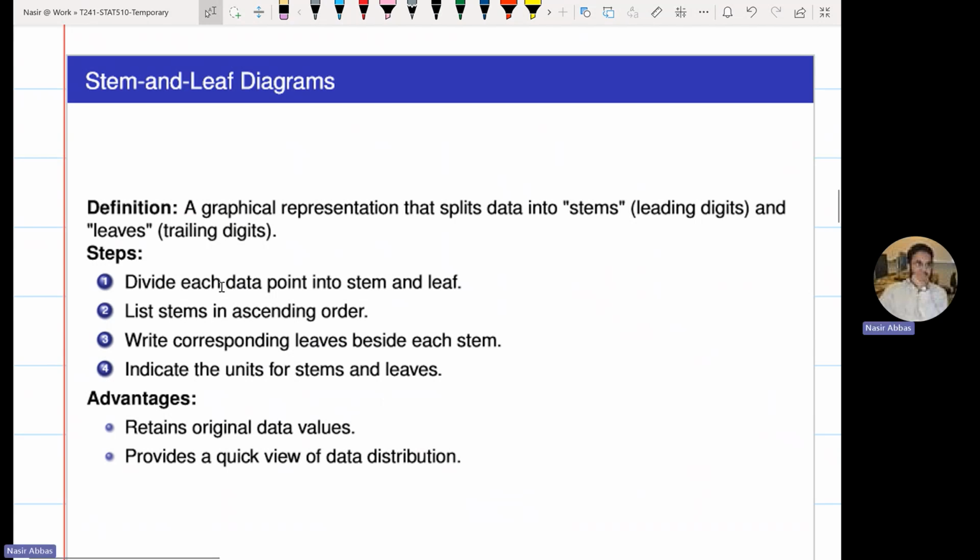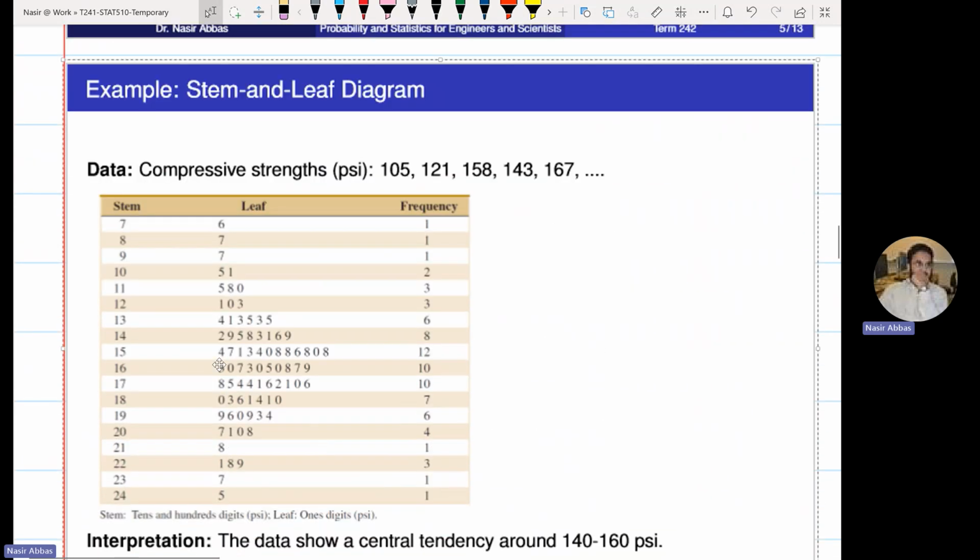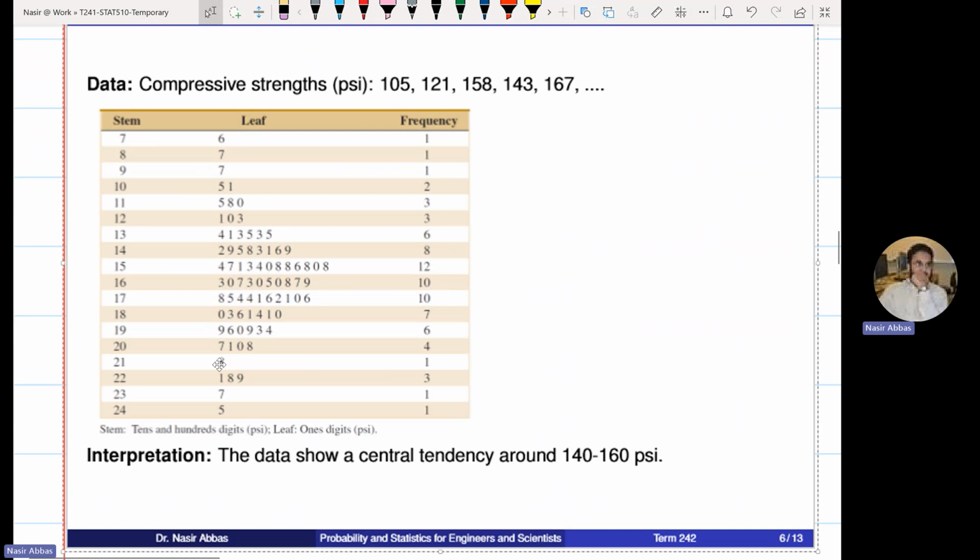So what you do is you divide each point into stem and leaf. You list the stems in ascending order in the first column. Then you write the corresponding leaf beside each stem. And then, at the end, an important point that we usually miss is to indicate the unit of stem and unit of leaf. Again, if I do not give you the unit of stem and unit of leaf, can you give me the data back? You cannot. You don't know if this is 70 or 7 or 700. You only know this is 70 if I give you the unit, tens.